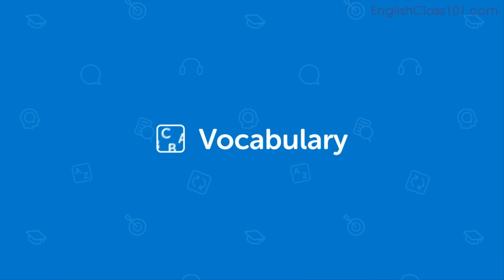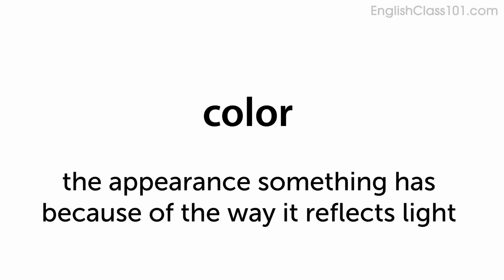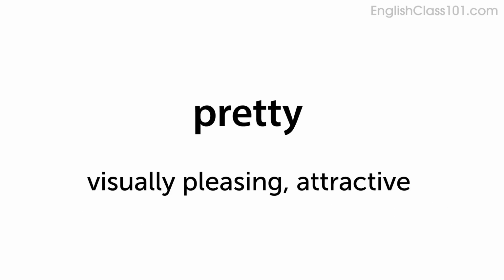Now you will hear the key vocabulary, followed by the English translation. Blouse. A woman's loose upper garment resembling a shirt. Blouse. Our second word is Color. The appearance something has because of the way it reflects light. Color. Next we have Pretty. Visually pleasing, attractive.